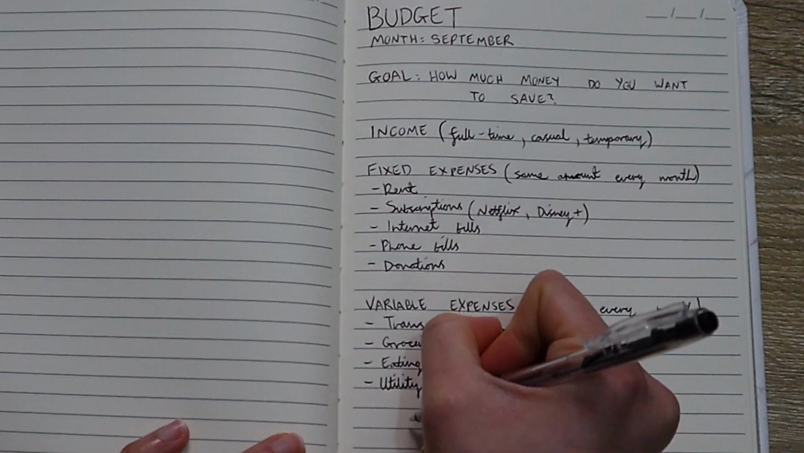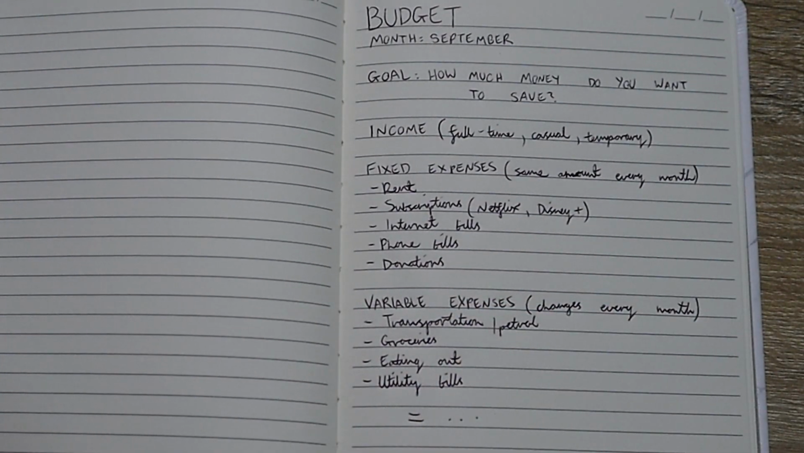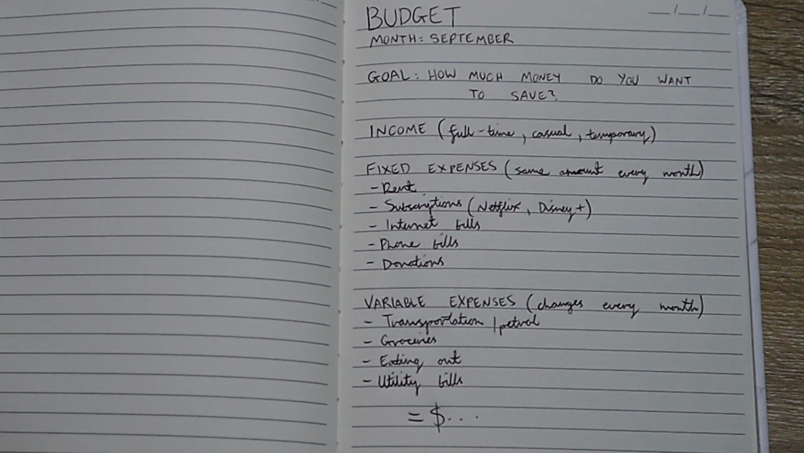So now what you should have written down is your monthly income, your fixed expenses, and your variable expenses. So now what I want you to do is to calculate how much money you have left over after your fixed and variable expenses have been taken away from your monthly income. So pause the video, get that done, and then come back so we can go into the next step.